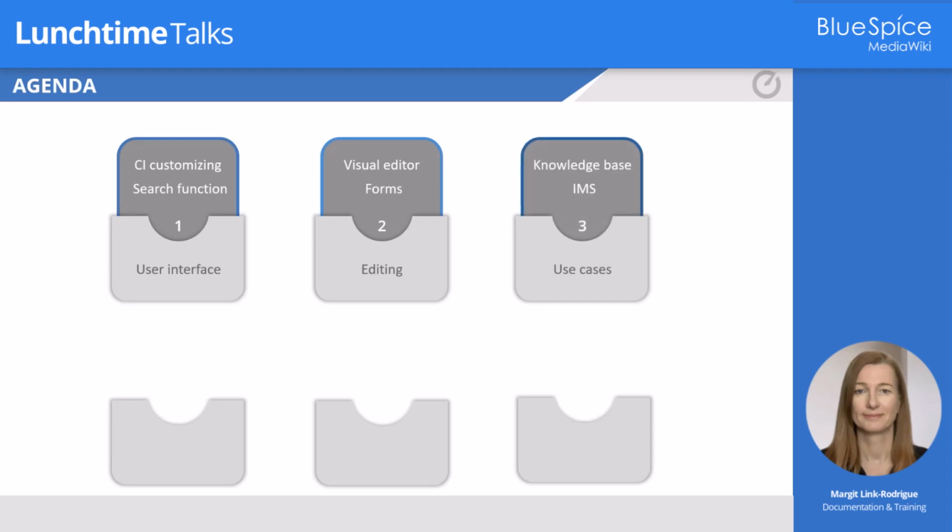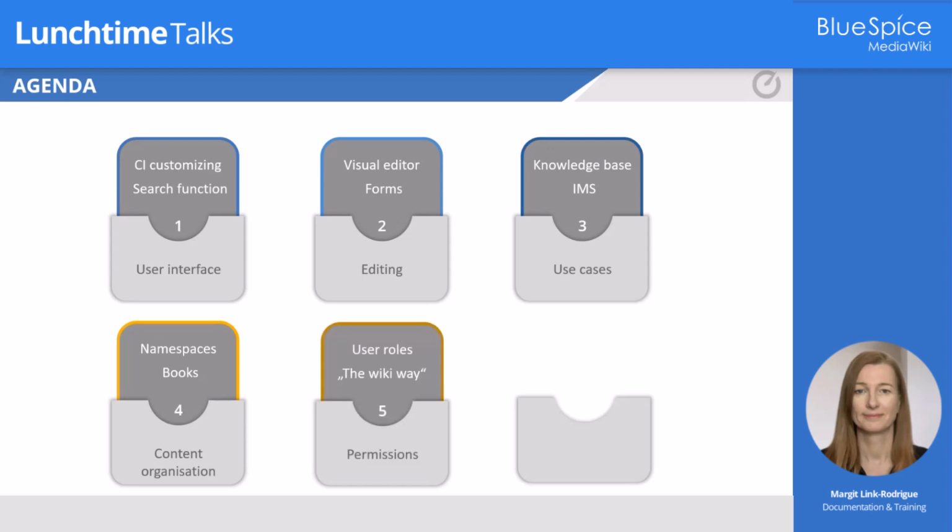What is also interesting in knowledge management is the distinction between knowledge base and management system, here abbreviated as Integrated Management System, IMS. Typical for BlueSpice are the options to organize the content in namespaces and books. And what is often important for a company wiki is the ability to give users different permissions. We are talking about roles here, which you then hopefully keep as open as possible in keeping with the spirit of the wiki. We call this the wiki way. And at the end, there will be a little time left to answer your questions.